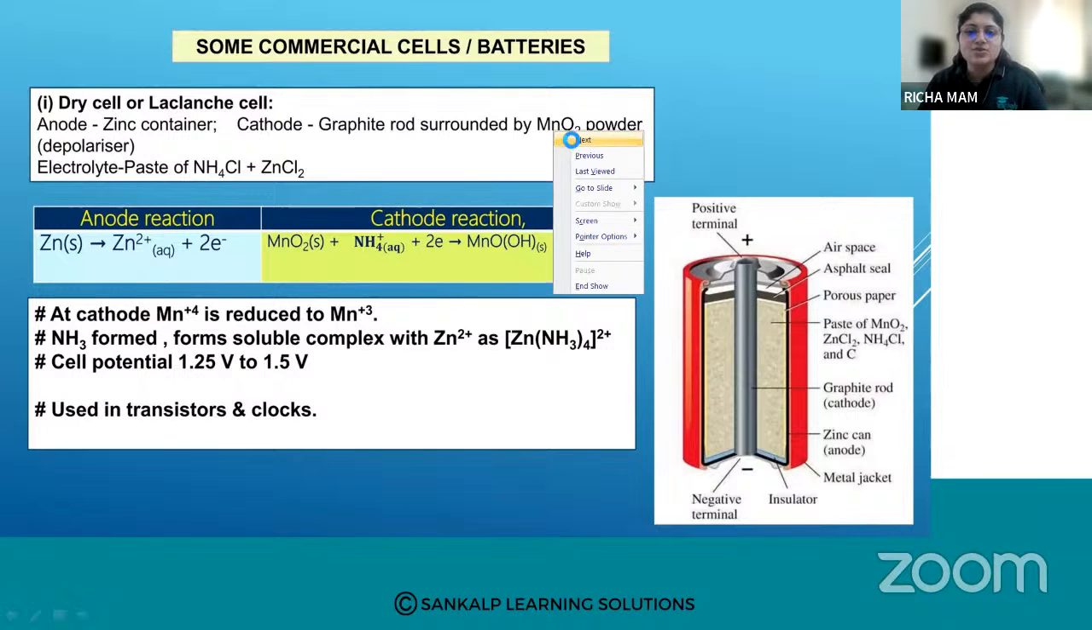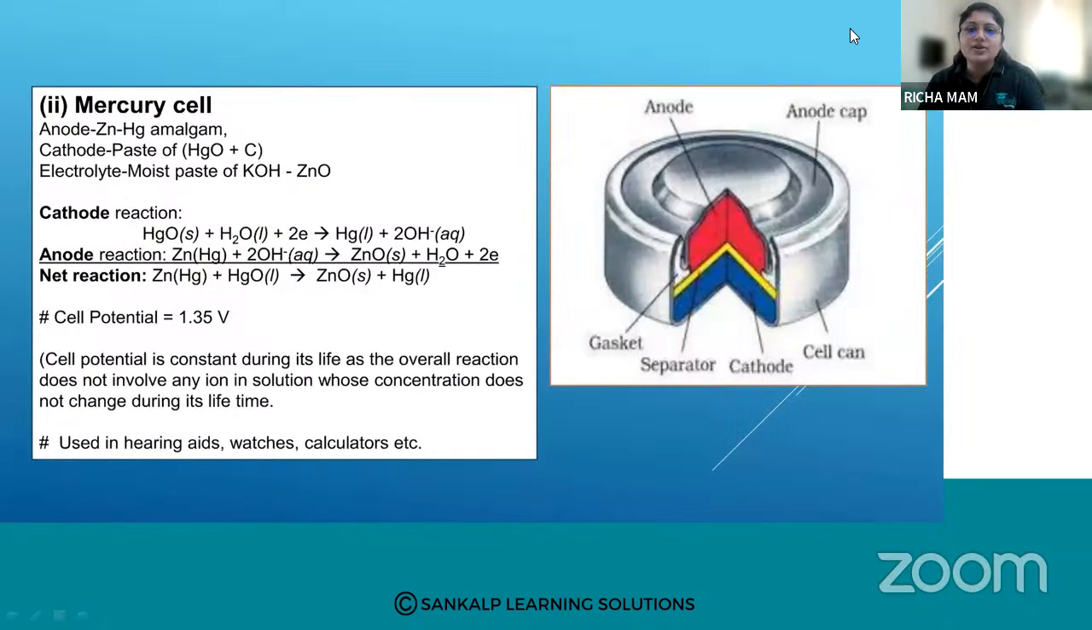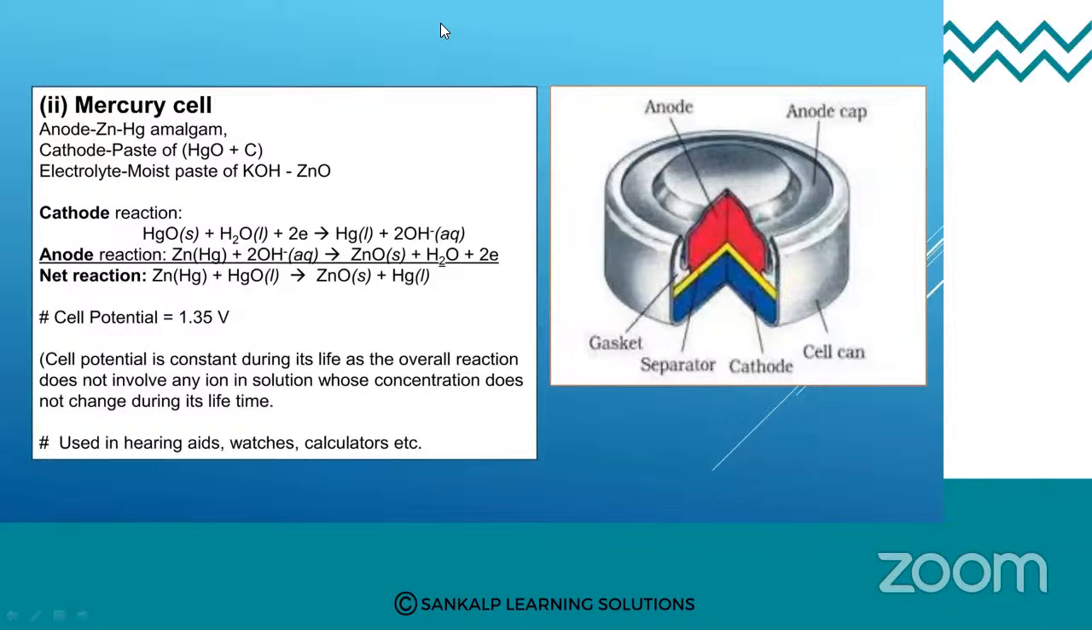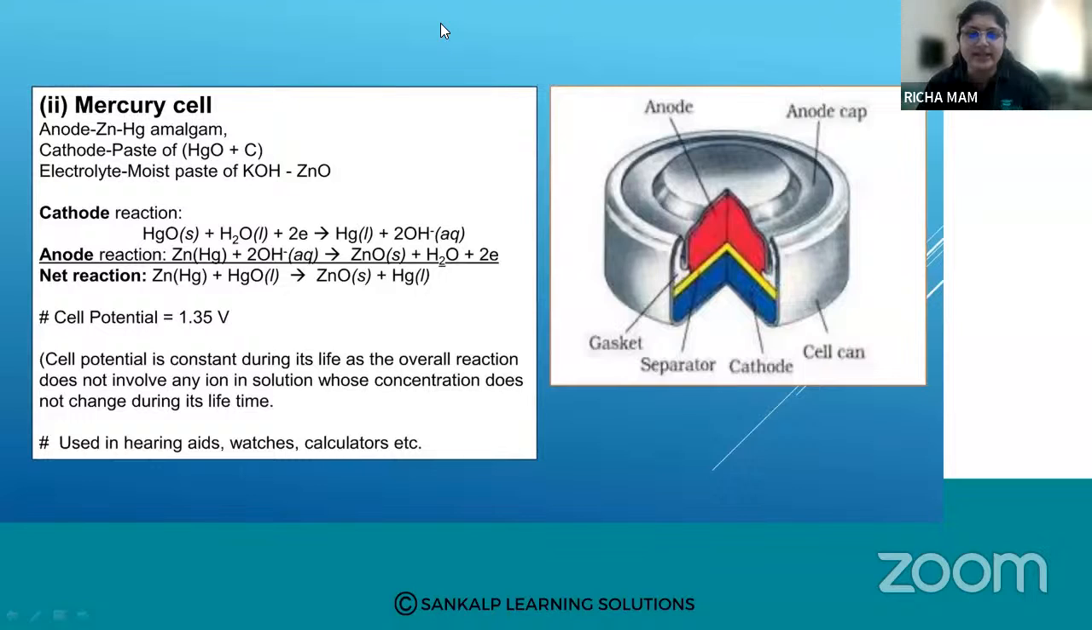Next is a mercury cell. Where have you seen this type of cell? You have an image here, right? You can see an image there. Where have you seen this type of cell? Watch, calculator. Yes, very good.